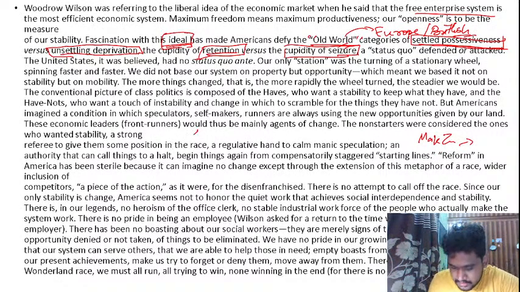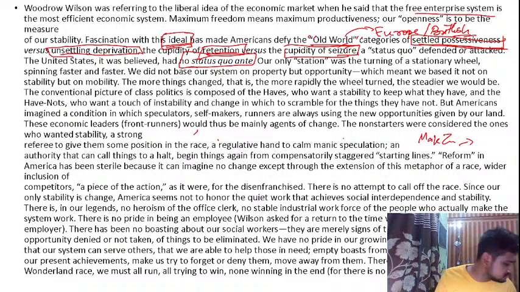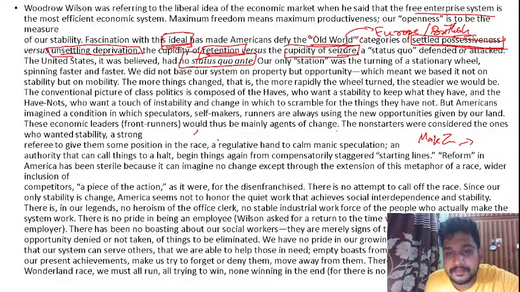A status quo defended or attacked. The United States, it was believed, had no status quo ante. So the United States had no history. It was a fresh nation. Basically, the United States has no history apart from this revolution, Europe, the British, the kings of England, colonies and all of these things. They had no history.